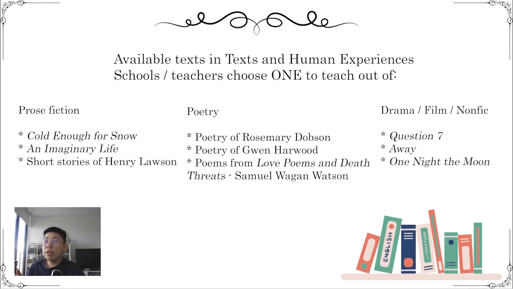For poetry, we have poems from Rosemary Dobson, who was a poet who was working towards the early half of the 20th century. We have poetry of Gwen Harwood, who was a very often prescribed Australian poet, writing towards the mid-late half of the 20th century. And we have poems from Love Poems and Death Threats by Samuel Wagan Watson, which is a 2014 collection from a First Nations Australian poet, and this is just a remarkable collection that I've really enjoyed reading.